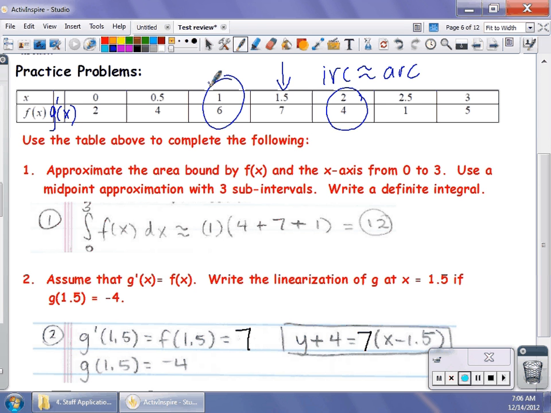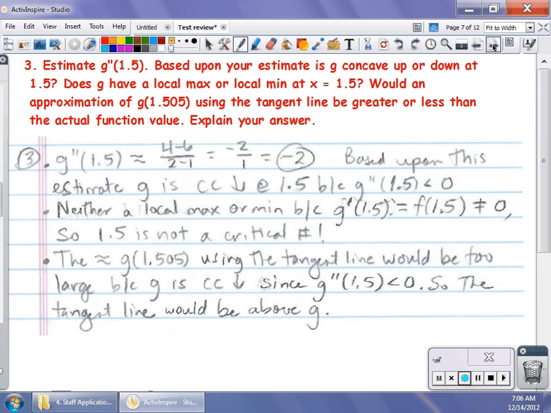So that would be 4 minus 6 over 2 minus 1. And you can see in my work, the second derivative approximation is 4 minus 6 over 2 minus 1, which is negative 2 over 1, which is negative 2. So the second derivative at 1.5 is negative. Based upon your estimate, is the original function g concave up or concave down? Since the second derivative is negative, the original function g would be concave down at 1.5.